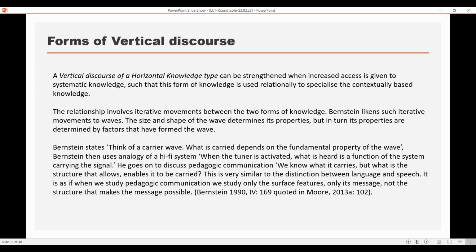Bernstein talked about a carrier wave, and in his time he used the analogy of a hi-fi system, thinking about the tuner on a music system. The discourse, or the wave, determines what can be carried. I'm stepping ahead of the tale, but the shape of the semantic wave has an impact on what can be carried. If it's a very shallow wave, it carries a different knowledge to a more iterative wave, or a steeper wave, which is more vertical within its iterations.